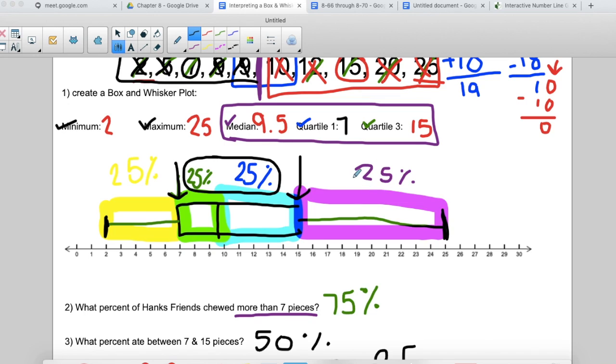Like I said, today's homework is very similar. It's going to be one problem, just a problem exactly like this.